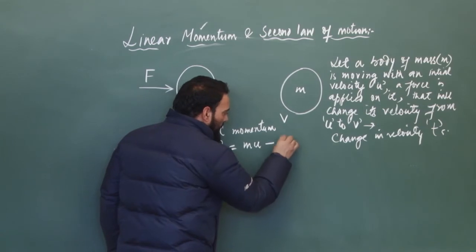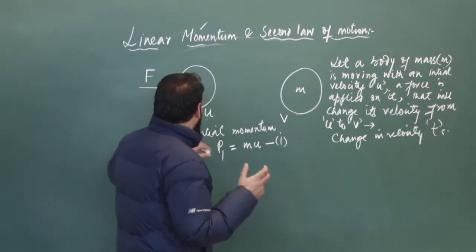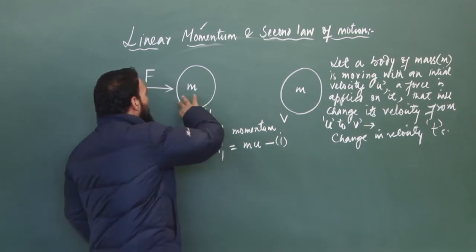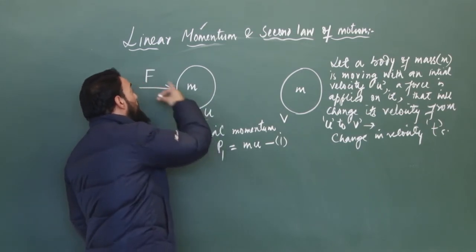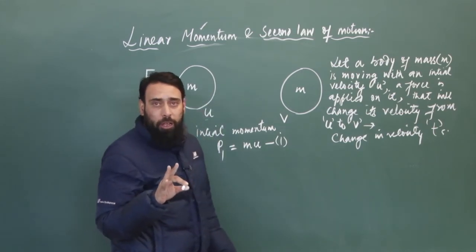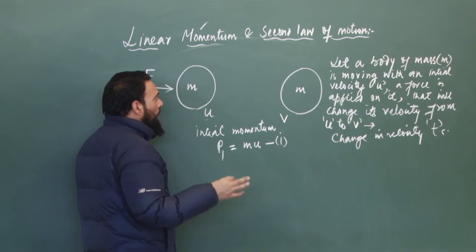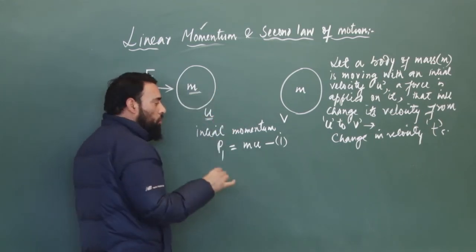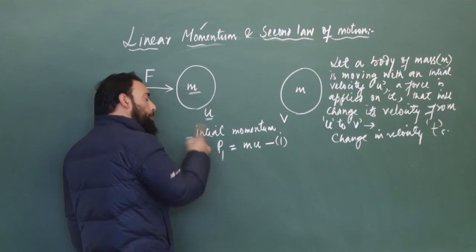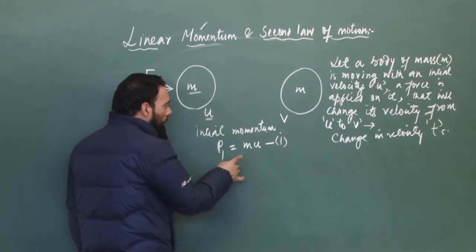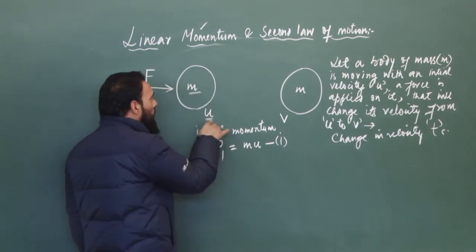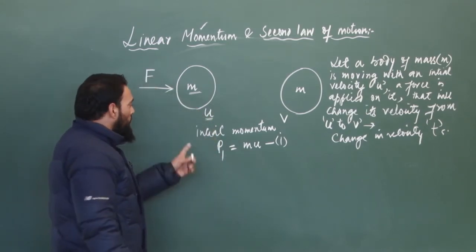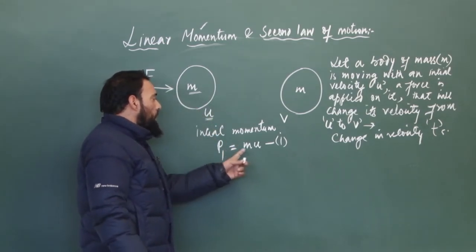Let us take the example and find out the initial momentum of this body. Initial momentum means when force is not applied on the body. When force is not applied on the body, the mass of the body is m and its initial velocity is u. So we can say the initial momentum, or before force is applied, the momentum of the body is equal to mass into velocity. Here the mass is m and the initial velocity is u. So the initial momentum of the body is mu.